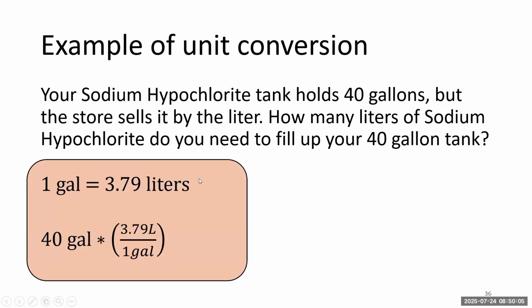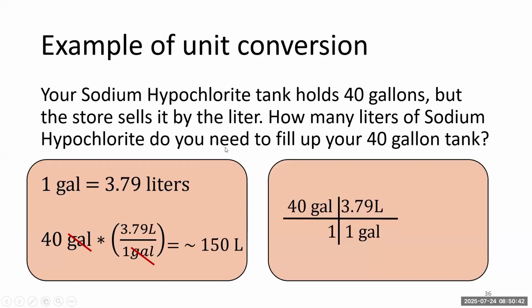And what we're going to do is put it over 1 for your gallon. And what this does is cancel out those 2 gallons, because you've got a gallon on the top and a gallon on the bottom. And you're left with 40 times 3.79 liters. I personally find it a lot easier to do these problems because it can get a little messy what's on the top for me.